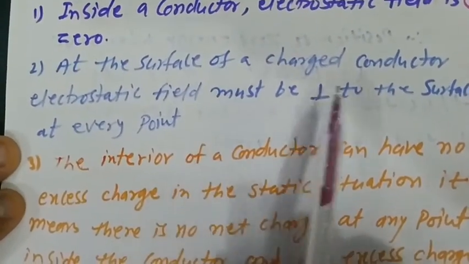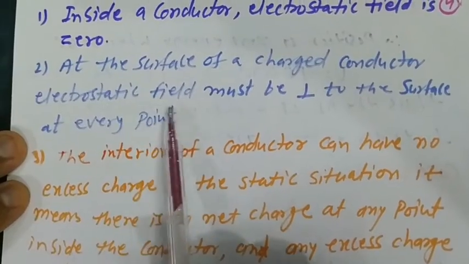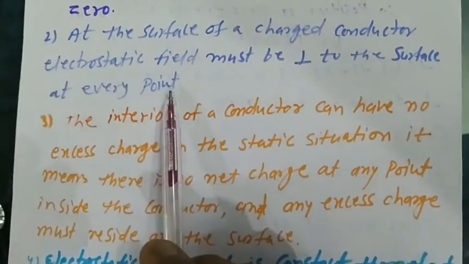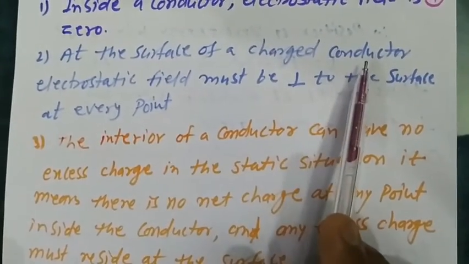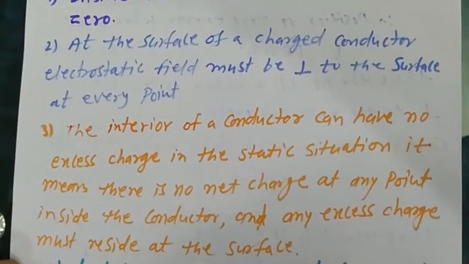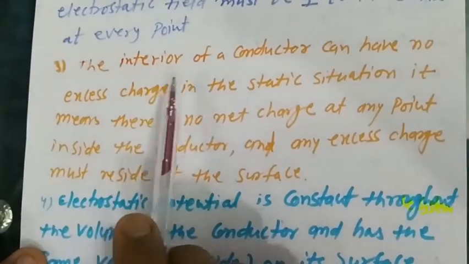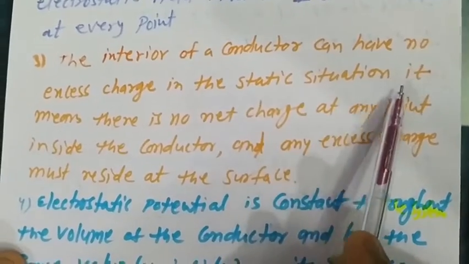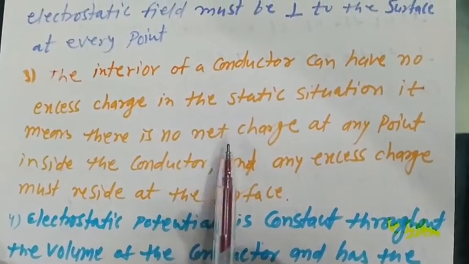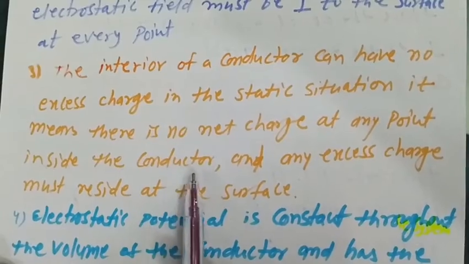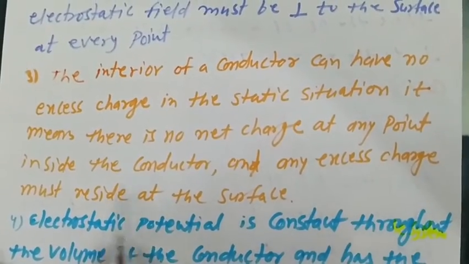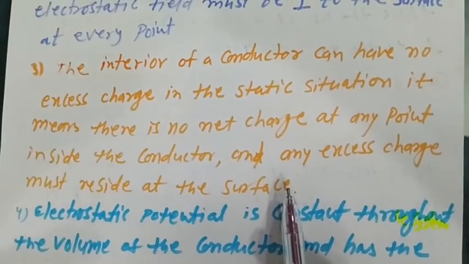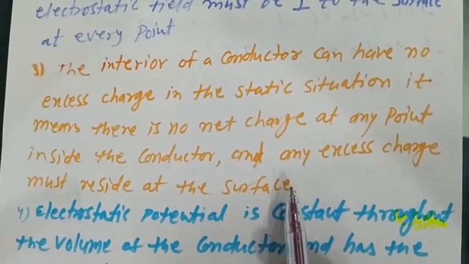At the surface of a charged conductor, electrostatic field must be perpendicular to the surface at every point. On any surface of a charged conductor, the electric field is perpendicular to the surface. Third point, the interior of a conductor can have no excess charge in the static situation. It means there is no net charge at any point inside the conductor, and any excess charge must reside at the surface. It means no charge can exist inside the conductor.